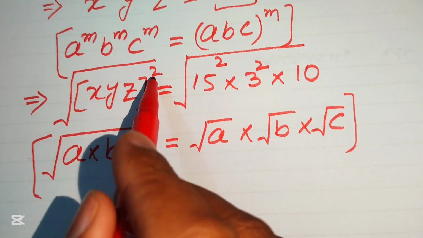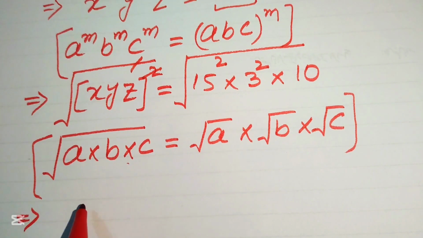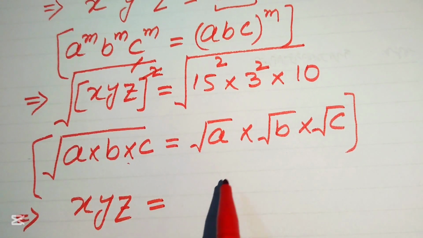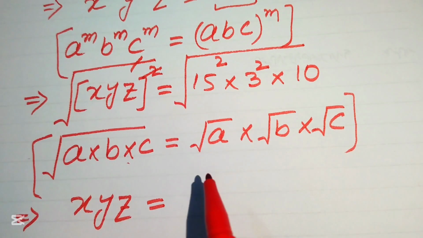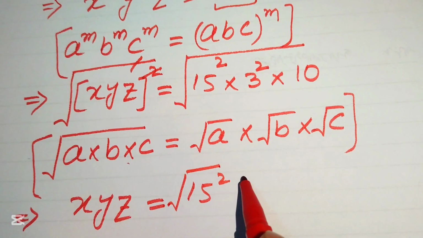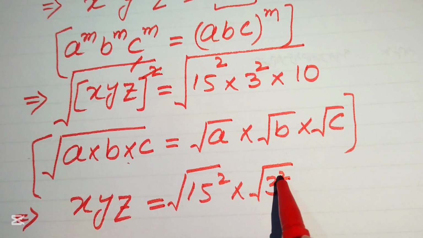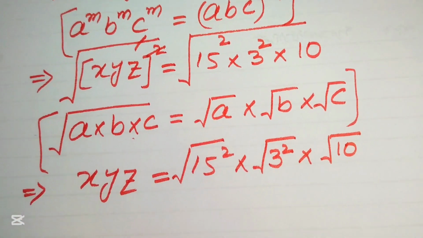But in the left hand side, you clearly see that the square and square root cancel each other, and we will obtain xyz equals, here we write separately the square root on each of these terms, and it will be written as square root of 15 square multiplied by square root of 3 square multiplied by square root of 10.